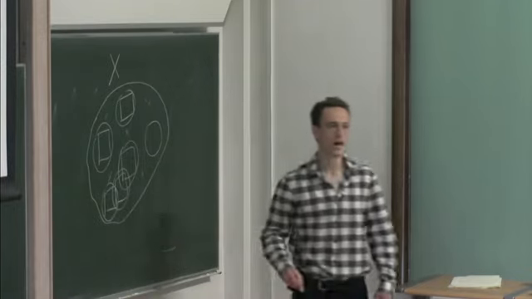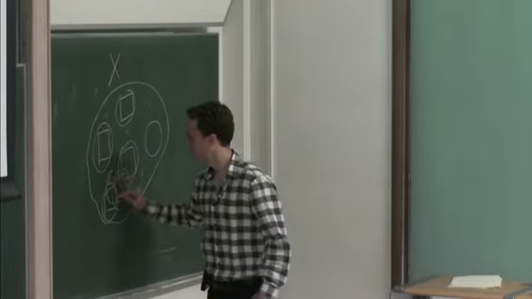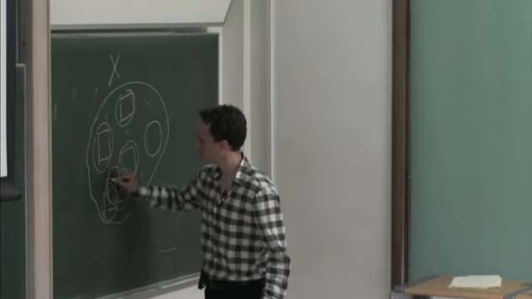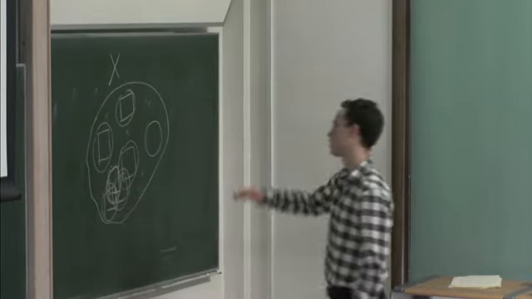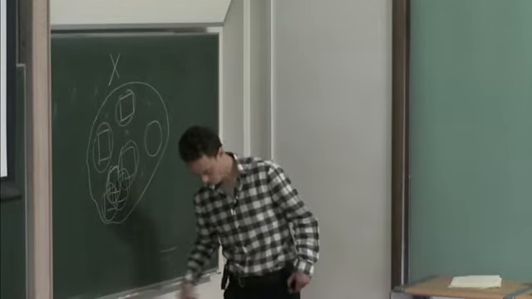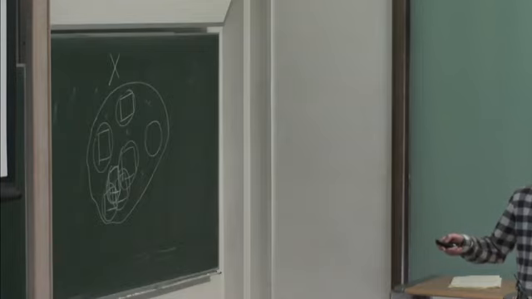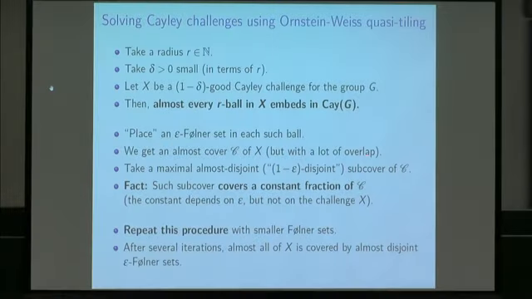But I do it in every ball. So in particular, I'm going to get a lot of overlap between those Følner sets. Okay, so I'm going to get many, many Følner sets with a lot of overlap. So we are in this stage. We covered almost all of the graph with Følner sets, but with a lot of overlap. And then the next stage is to take a maximal, almost disjoint subcover.